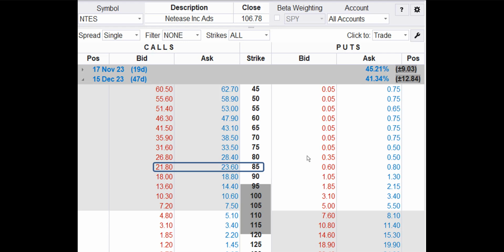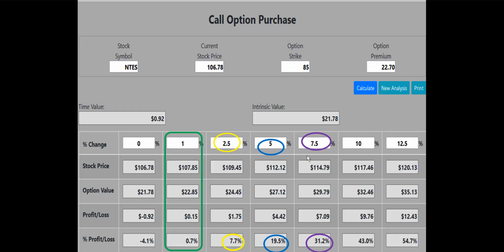The bid-ask spread for the 85 call is 21.80 to 23.60. We try to enter at the midpoint, so we'll use 22.70 as the buy price. The 85 call works. If the NTES stock price is up 1%, the 85 call will make a 0.7% or $15 profit. That's better than break even, so the 85 call is the one we'll buy.